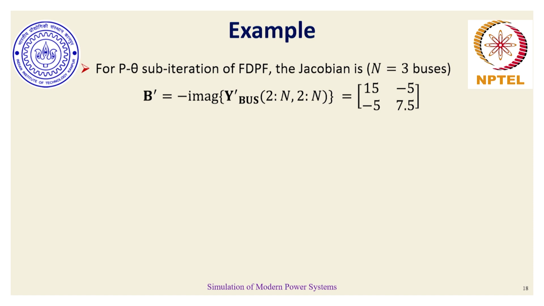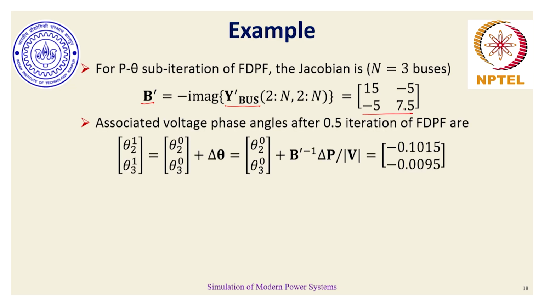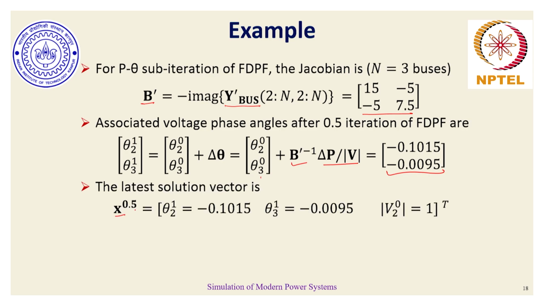For the P theta half iteration, we find B dash, that is, its elements from Y bus dash, which is this 2 cross 2 matrix. We already know the mismatch vector. Put in the corresponding values, we get this as our latest voltage phase angles. We update the X vector and call 0.5 the iteration number. All voltage phase angles are updated.